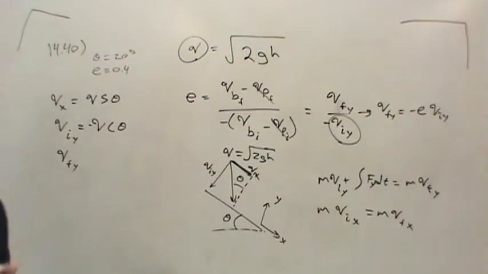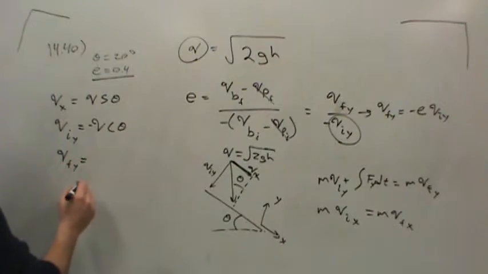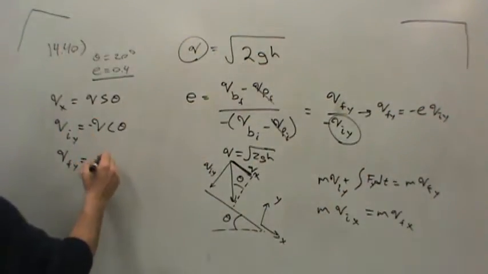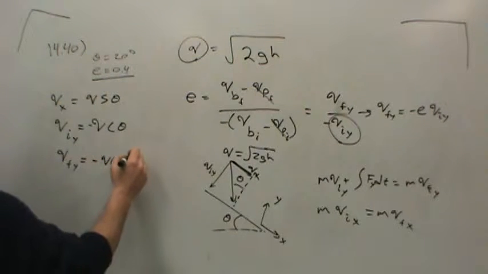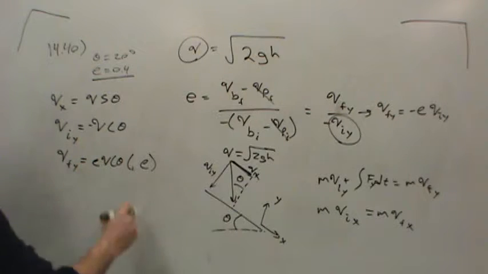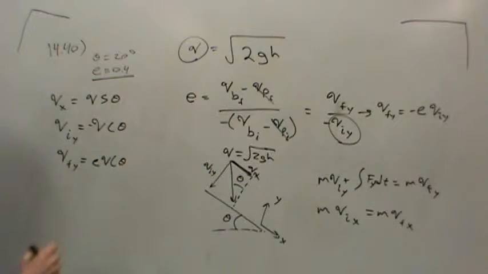Now, e is not the special number e on your calculator, not 2.7, whatever it is. Okay, e is just the coefficient of restitution, which is 40%. Okay, so Vfy would be Viy times negative e, but that's negative V cos theta, negative e. Of course, the two negatives are going to go away, so can I just put the e over here and call it done? Is that okay?